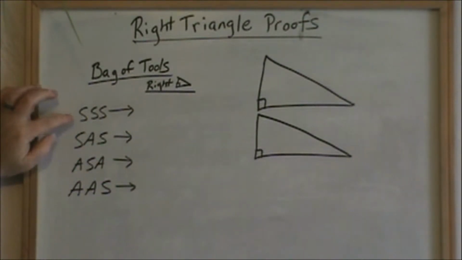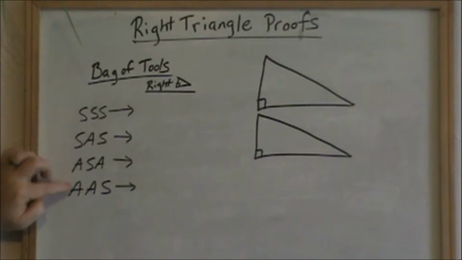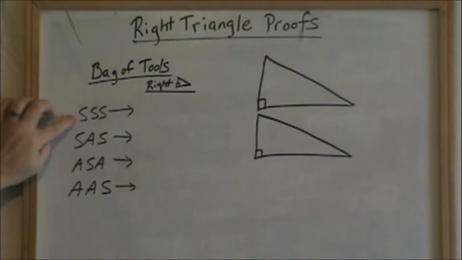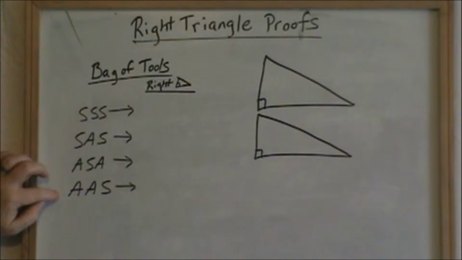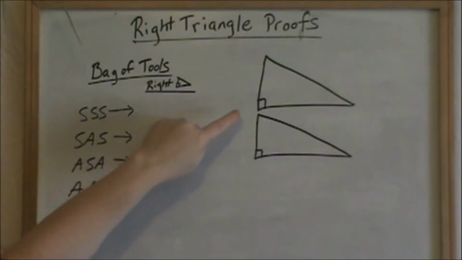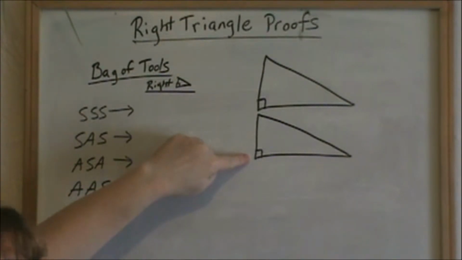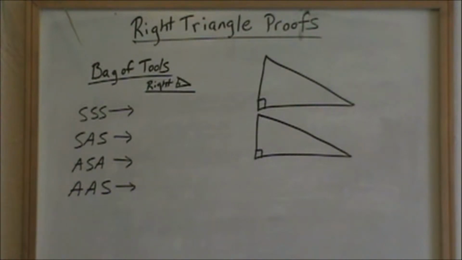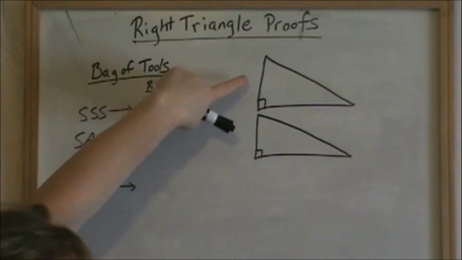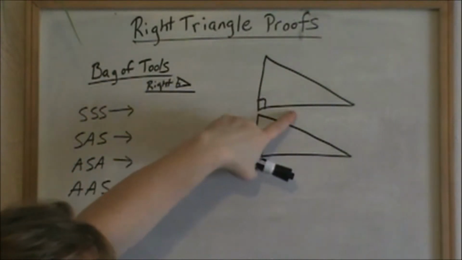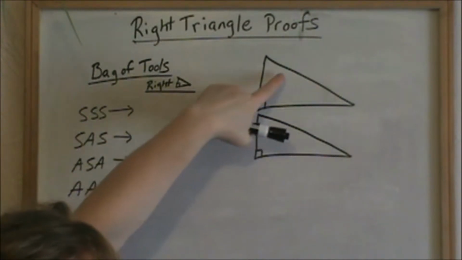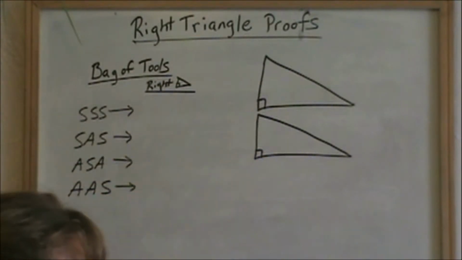In our bag of tools, so far we've had side, side, side; side, angle, side; and angle, angle, side. You need to know 3 pieces of information in order to prove two triangles congruent. Since in right triangles we already know one piece of information is congruent, you only have to have 2 more pieces of information, only in right triangles. Remember, in right triangles, these are both legs. The side on each side of 90 degrees is called a leg. The side opposite the right angle is the hypotenuse.